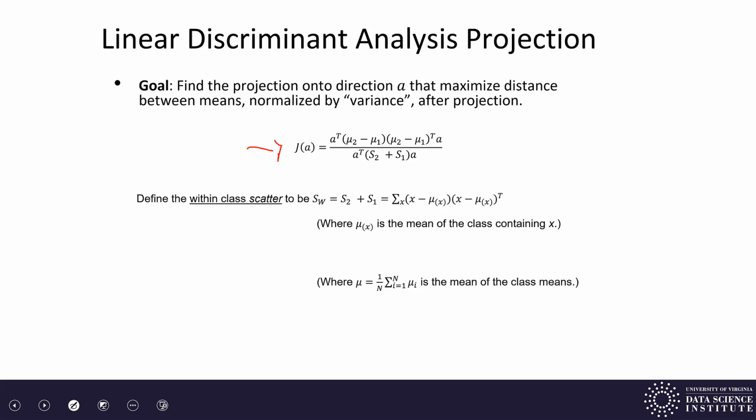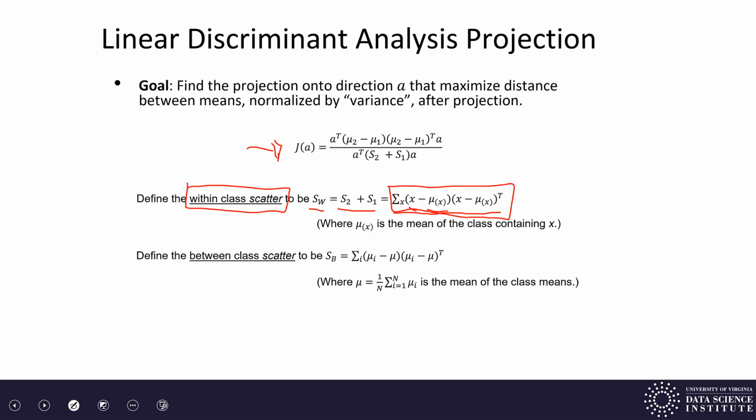And to understand this better, we're going to make some more definitions. So we're defining the within class scatter, and that's SW. It's the sum of the scatters for those two individual classes. So within class scatter for the total data set is the sum of the scatters for the individual classes, and that's given by this formula here. It's a sum over all x of x minus this mu here, which is the mean of whatever class x is contained in, and this formula is familiar from the covariance matrix formula.